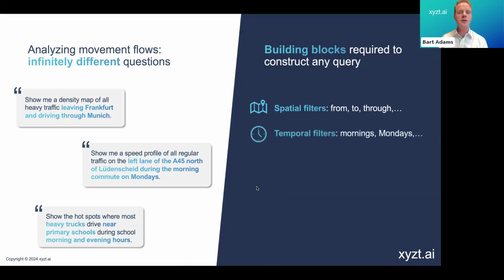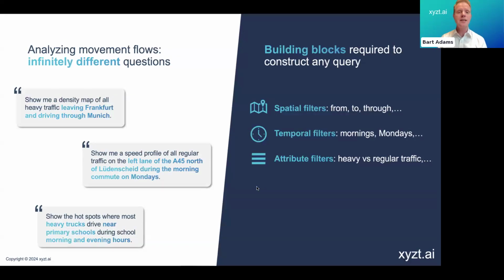We see it in all the different verticals where there's movement data. Second, of course, is a temporal aspect. If you look at traffic, for example, on the highway, a morning commute is very different from an evening commute. So temporal filters are also what we see coming back again and again. And temporal filters can also be duration filters. Like, for example, I want to see traffic that's been on the road for more than 3 hours.